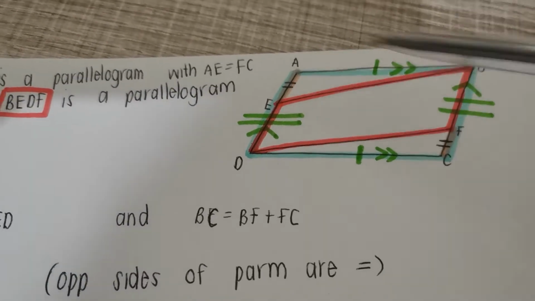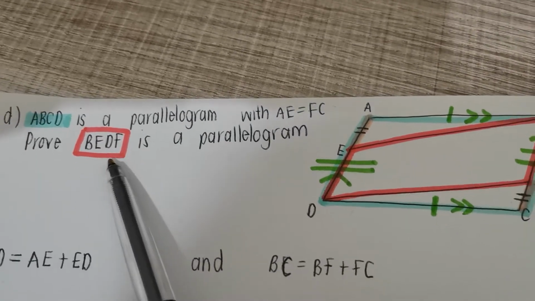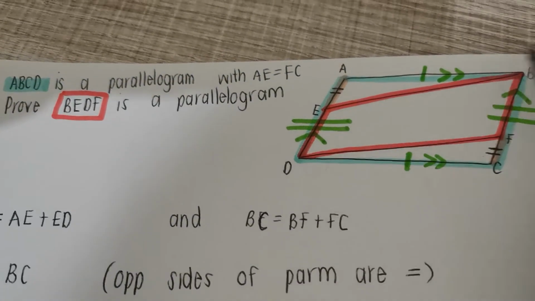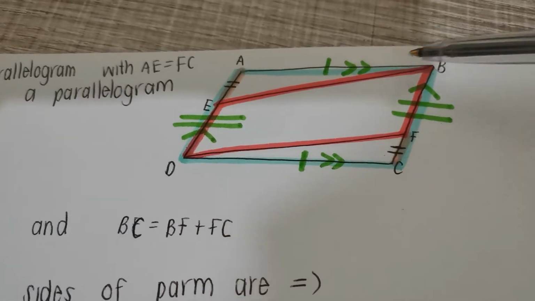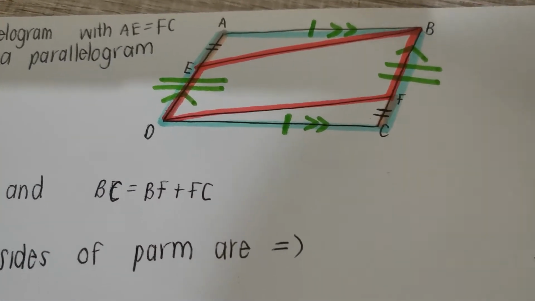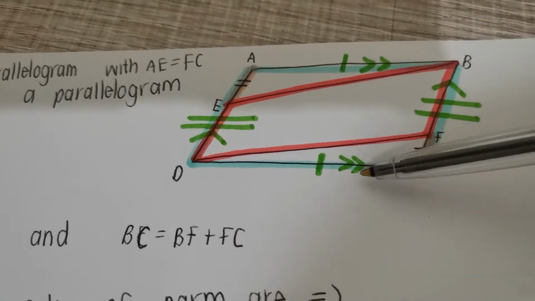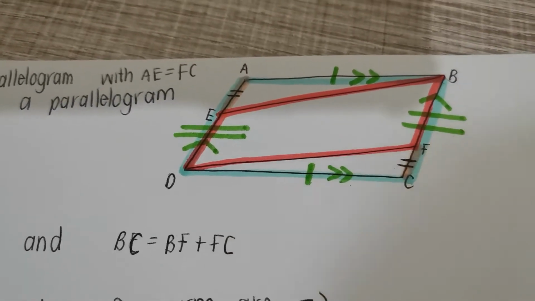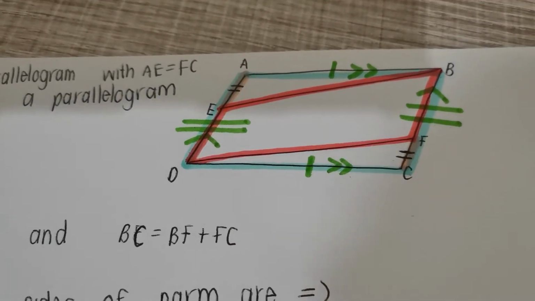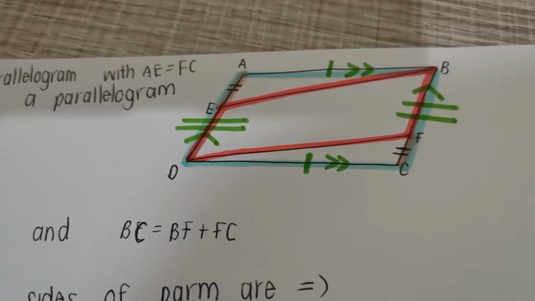And I just marked it off, okay? Those two sides are equal. We know they want us to prove BEDF is a parallelogram. So I highlighted that one in pink. Okay, and we know from ABCD, the big blue one being a parallelogram, opposite sides are equal and parallel, and this side and this side are equal and parallel. Okay, using those properties, we're going to prove that this pink one is actually a parallelogram.